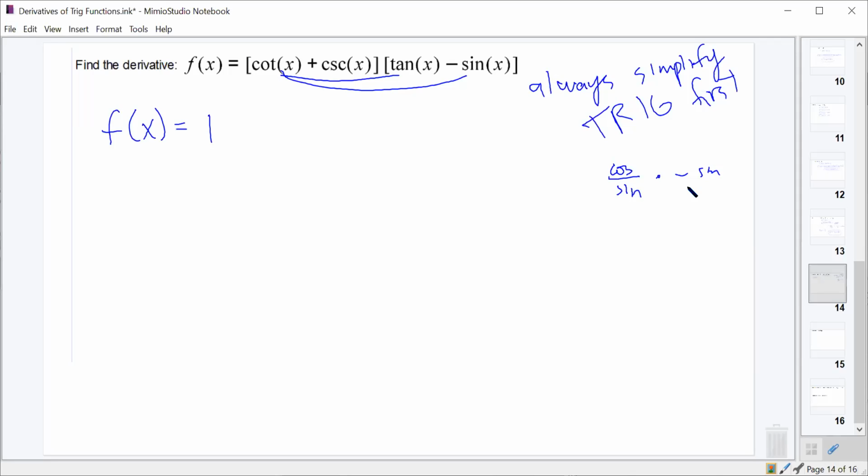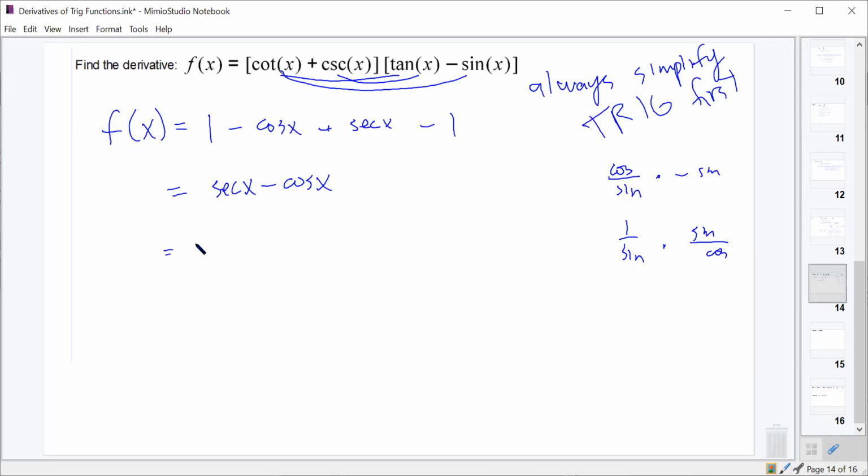Negative 1 times cosine. Okay, negative cosine. And what about cosecant times tangent? That's 1 over sine times sine over cosine. So that ought to just be 1 over cosine, which is secant. And then lastly, cosecant times negative sine ought to be negative 1. So really f of x is equal to secant x minus cosine x.